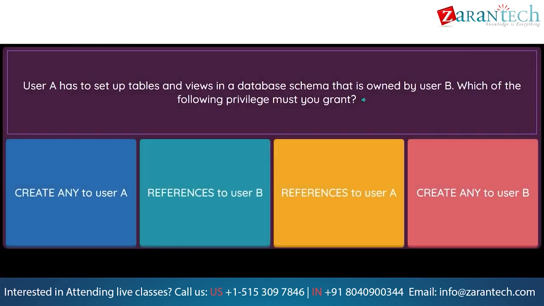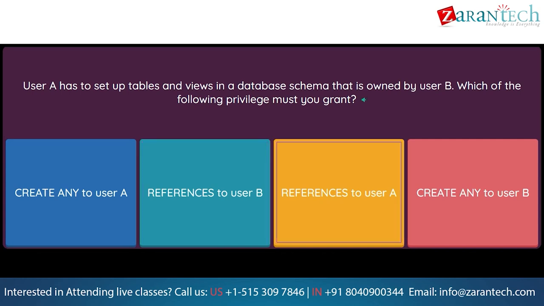Question: User A has to set up tables and views in a database schema that is owned by user B. Which of the following privileges must you grant? Option 1: create any to user A. Option 2: references to user B. Option 3: references to user A. Option 4: create any to user B.